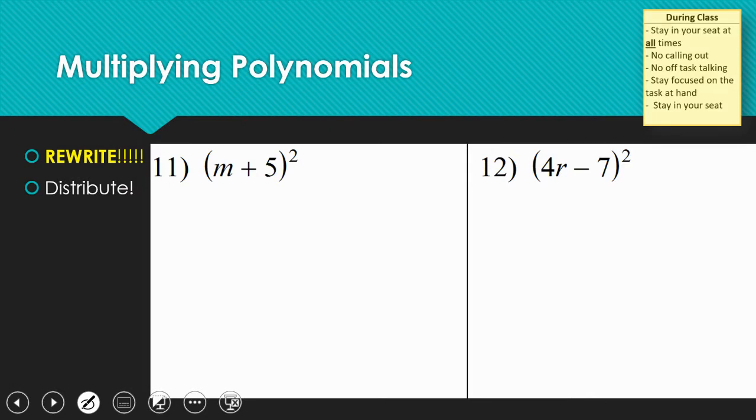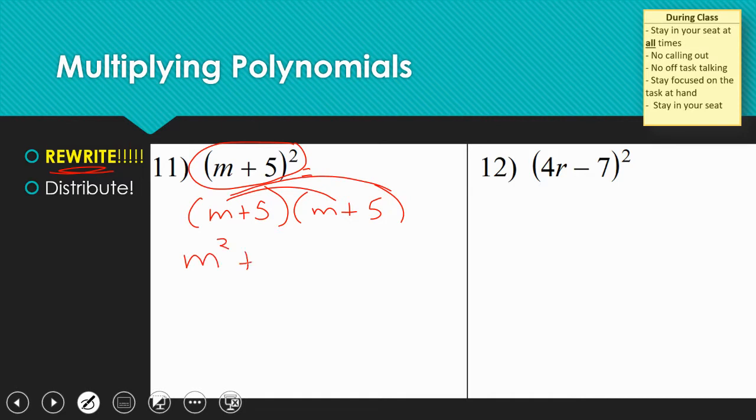Okay, here's the last kind of problem we want to make sure that you know how to do. If it says this is squared, that means to the second power. Notice over here in bright yellow it says rewrite. Make sure you write this out, and then you can multiply it however you want. I'll do this one with distributive property. M squared plus 5m plus 5m plus 25. So again, the like terms are there just like they would be in the box.